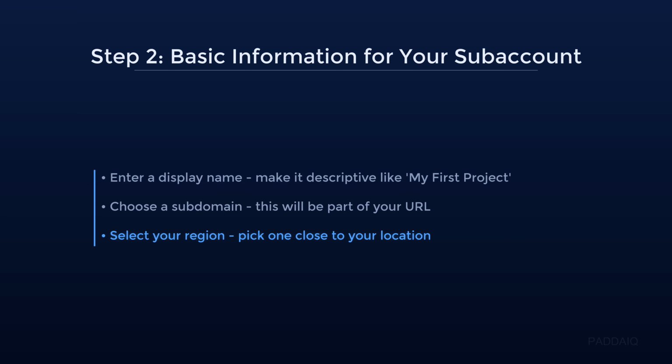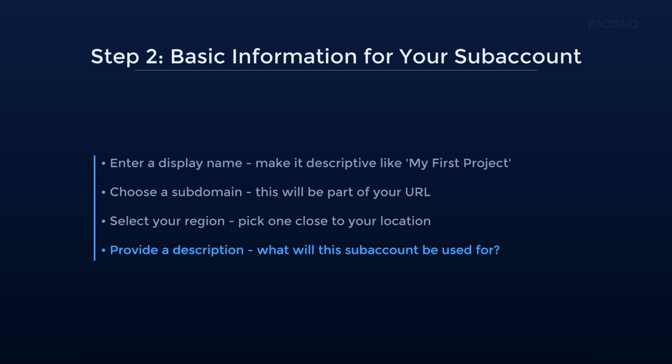Select your region. Pick one close to your location. This means choosing the geographical data center where your subaccount will physically reside. For instance, if your company is based in Germany, you would select the Europe, Frankfurt region. This ensures faster performance and compliance with local data regulations, making your applications more efficient and secure for your users.